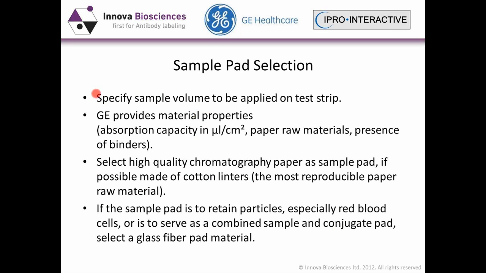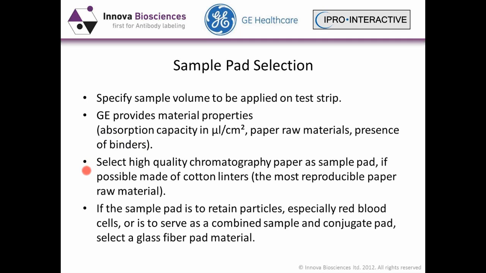With respect to selection, after you have specified the sample volume that you would like to apply to the strip, you ask your provider for the absorption capacity of possible sample pads, and you will get a value in microliters per square centimeter, a comment on the paper raw material, and perhaps the presence of binders. Binders are polymers that stabilize papers and glass fiber materials. Usually we talk about things like polyvinyl alcohol or polyvinylpyrrolidone, and they will inevitably become part of your test system because they will not stay in the pad. A bit of it will leak out and will migrate further on into the conjugate pad and onto the membrane.